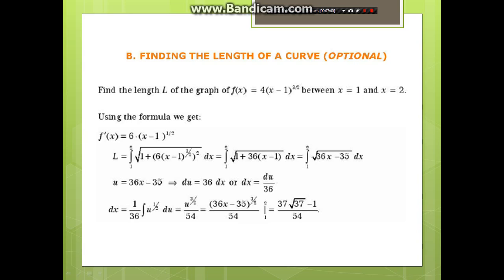Finding the length of a curve. Find the length of the graph of the function 4x minus 2 to the power 3 over 2 between x is 1, x is 2. Using the formula we get the solution of the definite integral.